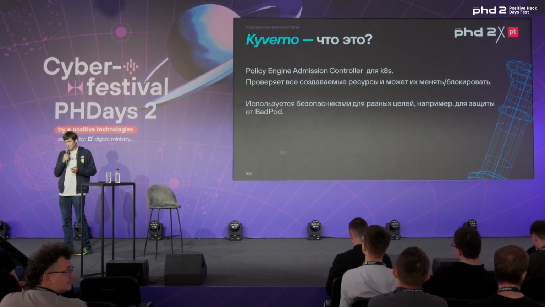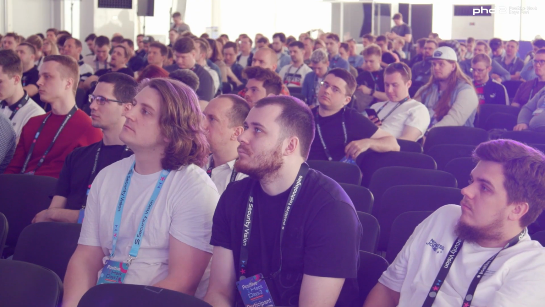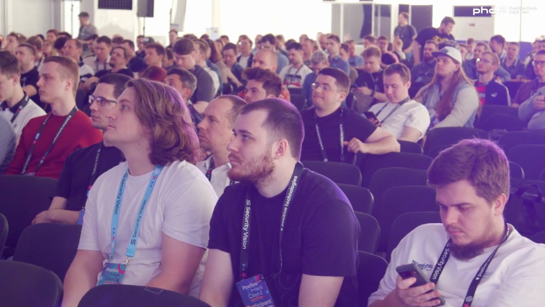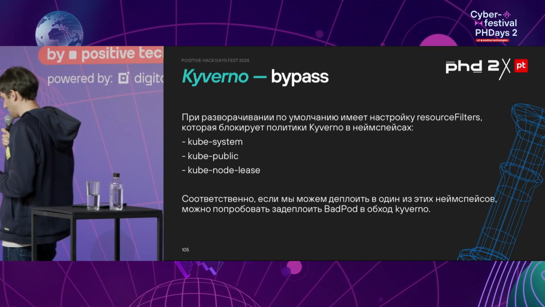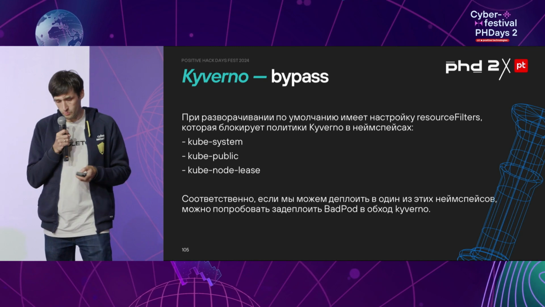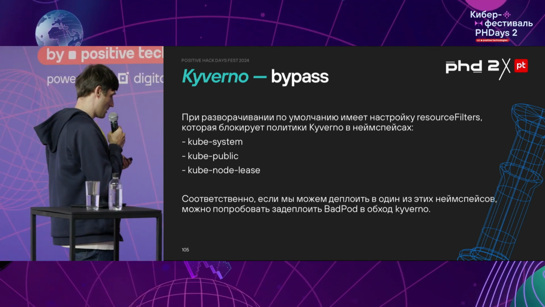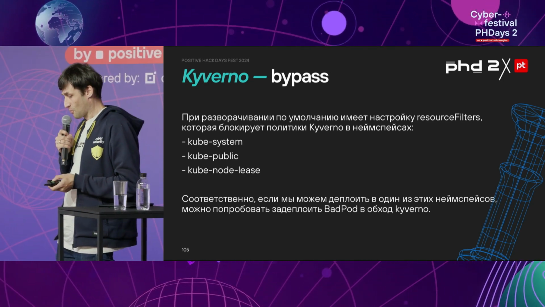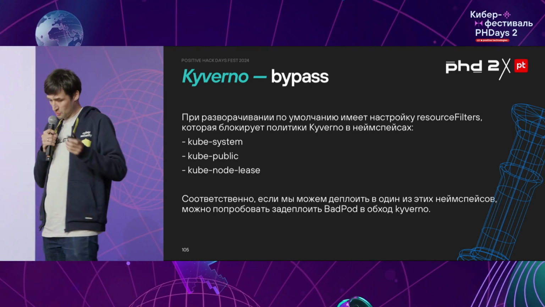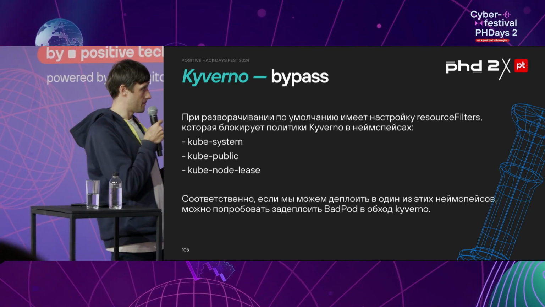And one more point. Kyverno. It's a policy engine. Perhaps you're aware of it. It's used to protect yourselves from a lot of things, including bad pods, so from running privileged containers. So it turned out that if you install Kyverno by default, not changing anything, resource filters are set up where all Kyverno checks are skipped for certain namespaces. Well, I can understand kube-system, but if you take kube-public, it's actually a big question why it is needed.